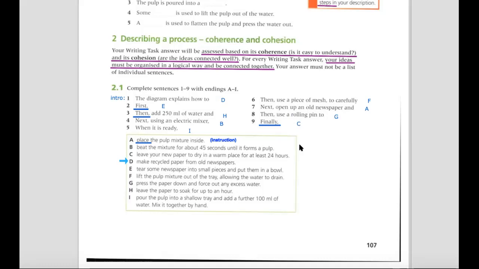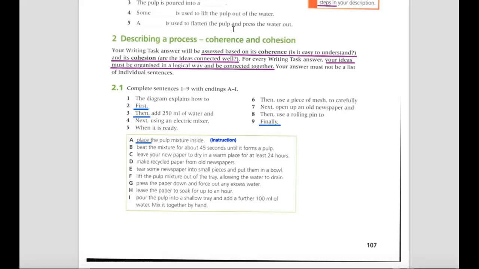Okay, so this is the order of the process. And we've written everything down. So this is what you need to do if you get this type of task in the IELTS exam. You just look at the process and describe what's happening at each stage in the process. Use these words first, then, next, finally, to help you organize it.